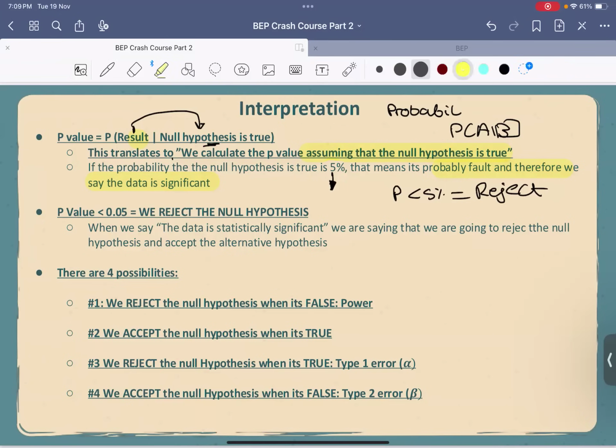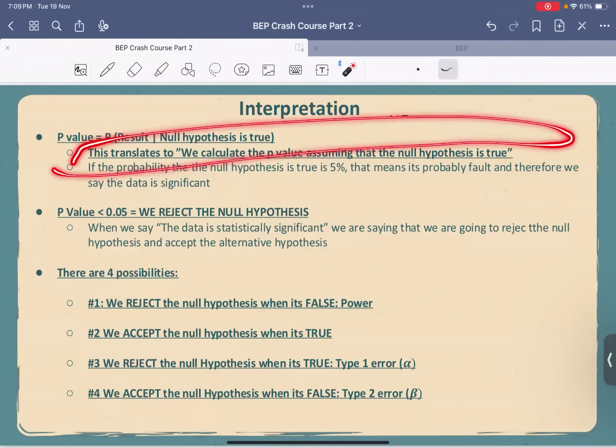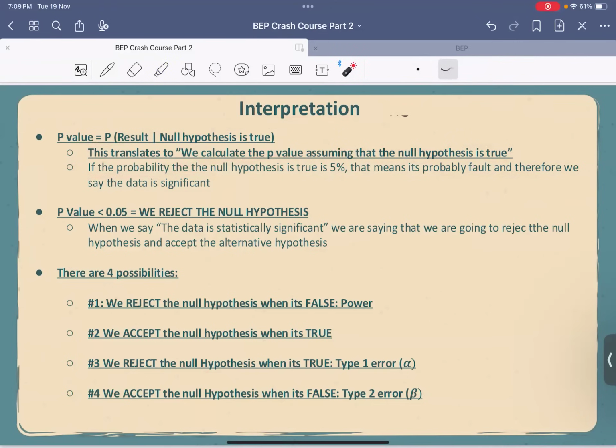You don't need to understand this in depth at all. If you didn't understand fully, just memorize that we calculate the p-value assuming the null hypothesis is true. Just memorize this, and that's enough for solving questions. If the p-value is less than 5%, we reject the null hypothesis, and we say this piece of data is statistically significant, and we did not get the difference in the means by chance.